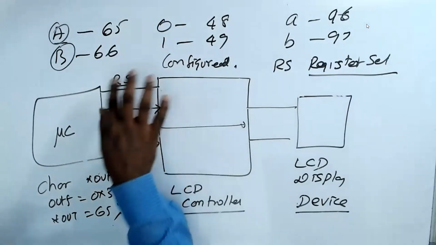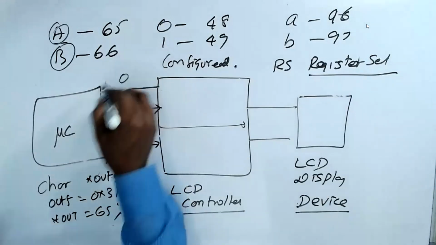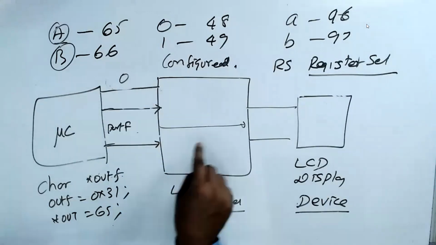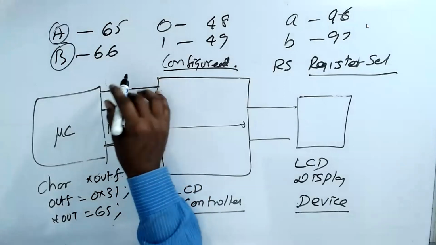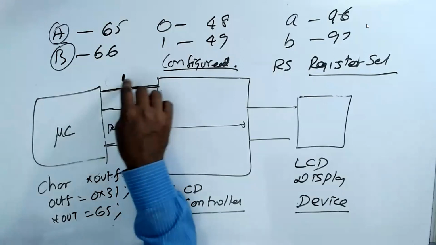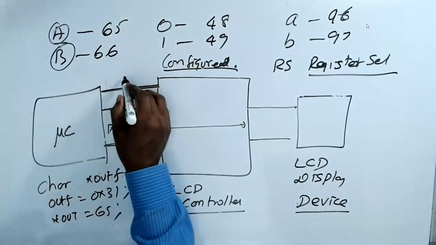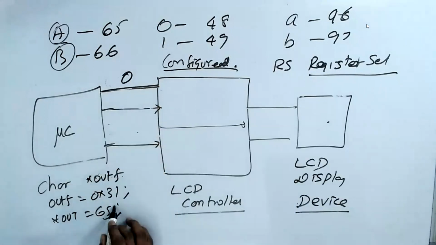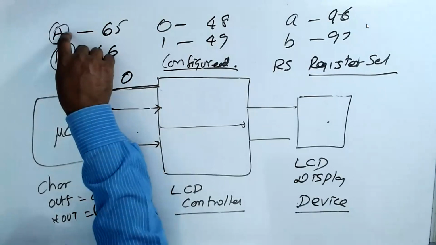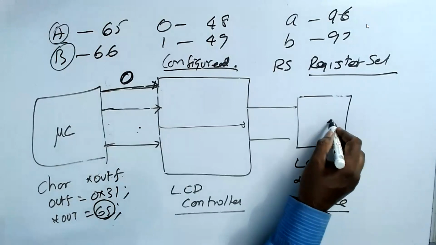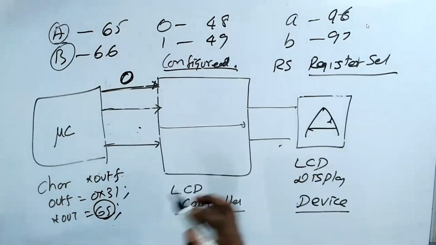If you make RS as 0, then that guy will behave like a configure mode. When you make it a 1, sorry, when you make it a 1, you are configuring. When you make it a 0, that time it will display the character. Let's say, if I send a value 65, you want to display A, this should be 0. Then it will go out to the display. You will see a character display A.